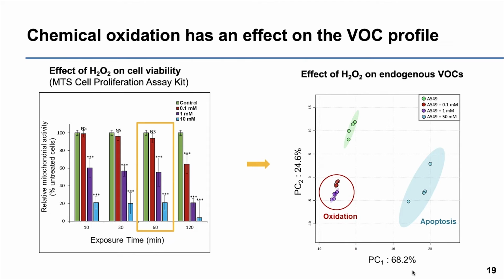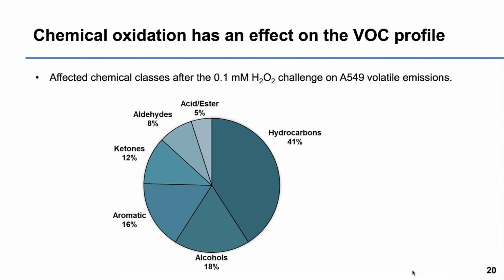When you have different levels of H2O2 generating oxidation at different levels, you have an oxidation cluster where you see the difference between the two concentrations. And we have our control on the top. So PC1 is discriminating the apoptosis, and PC2 is discriminating the oxidation level that we reach. So it's really an informative visualization of what's happening in the cell.